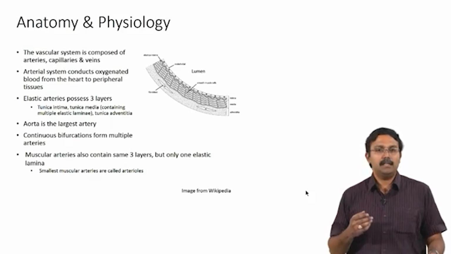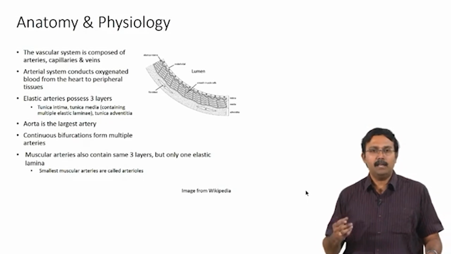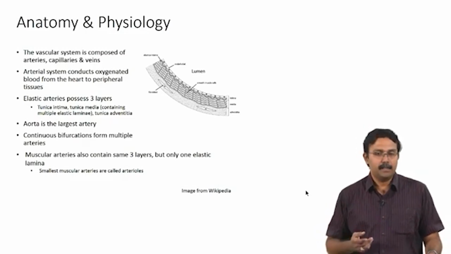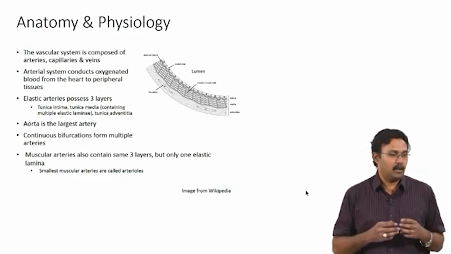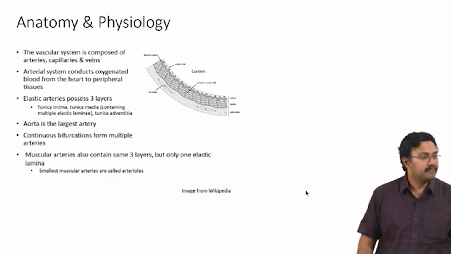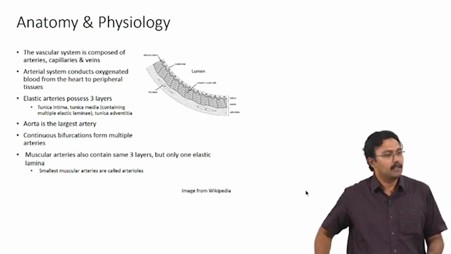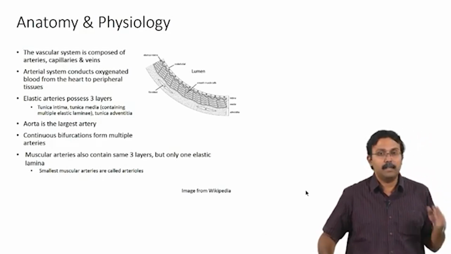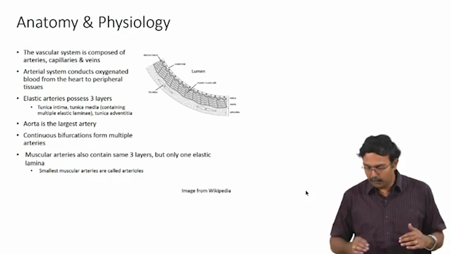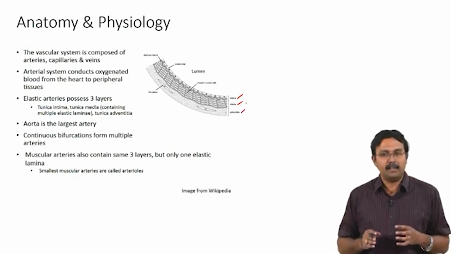So, muscular arteries also contain the same 3 layers, but they have only one elastic lamina. Smaller muscular arteries are called arterioles. Okay. Do the muscular arteries have intima, media? Yeah, they have all the 3 layers. So, basically these 3 layers are present in everything. The intima, media and adventitia are present in all arteries.